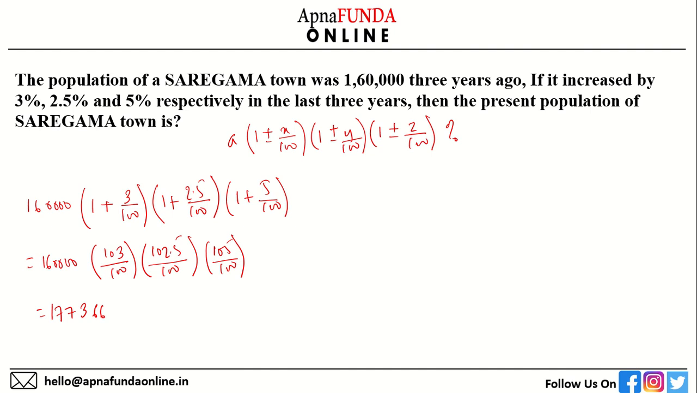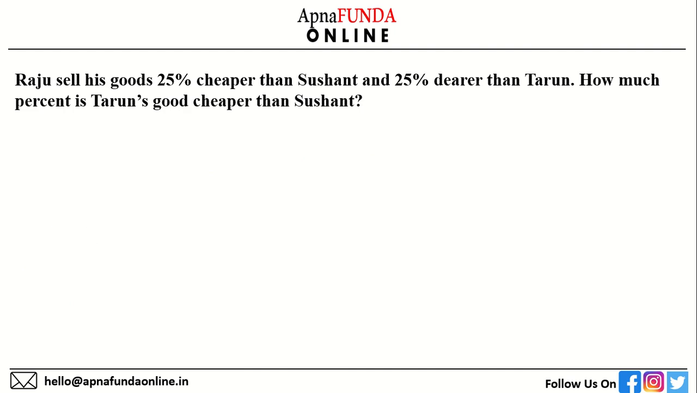I hope you have solved along with me. Next question. Raju sells his goods 25% cheaper than Sushant and 25% dearer than Tarun. How much percent is Tarun's good cheaper than Sushant? So I will assume the price for Sushant's good. So let's say Sushant is selling his goods at a price of 100. Raju sells 25% cheaper than Sushant.